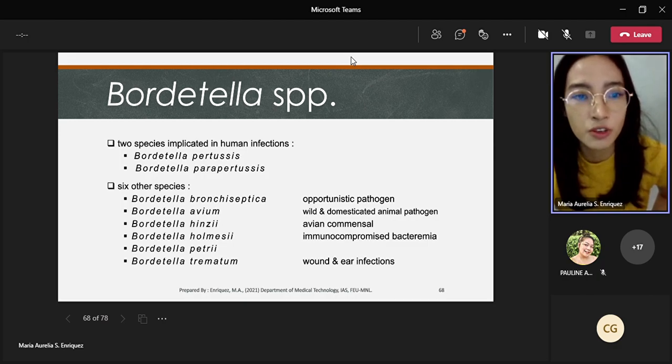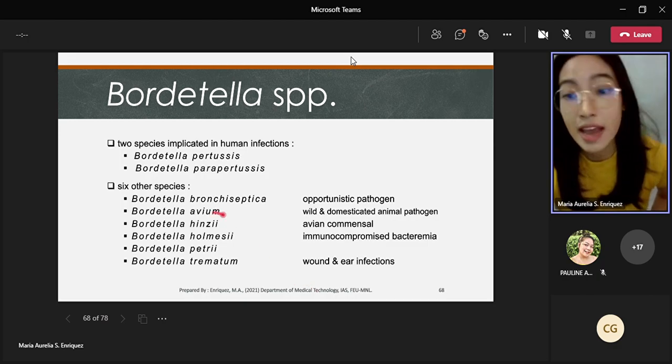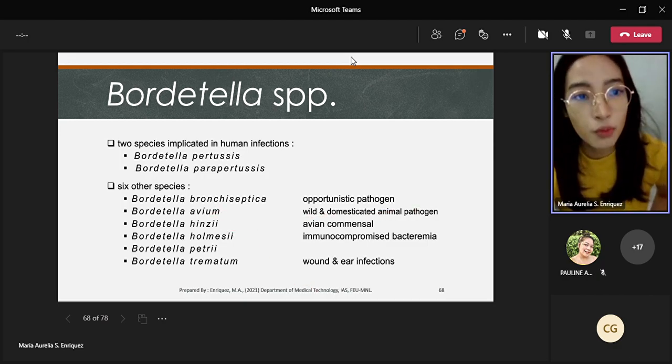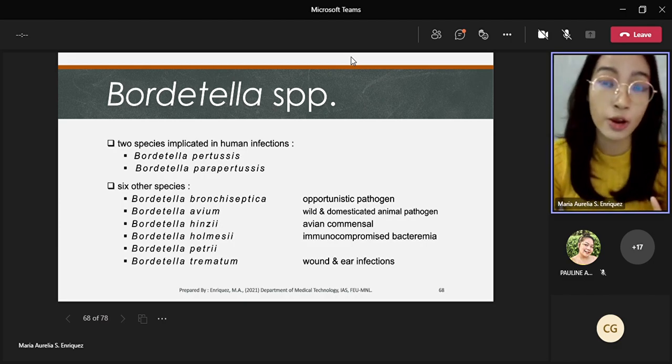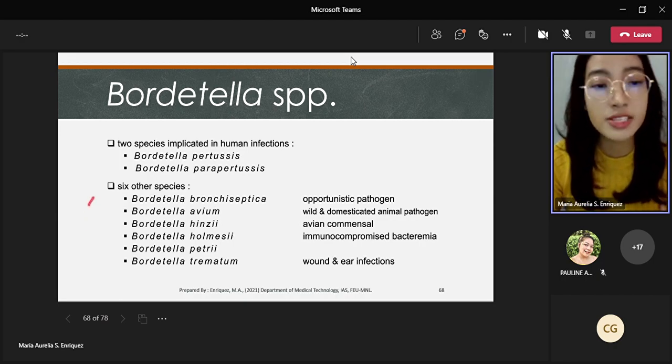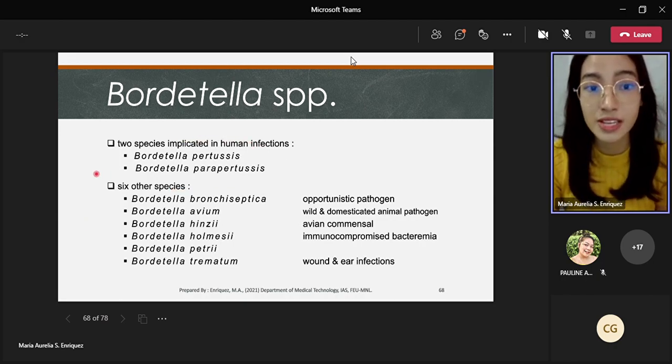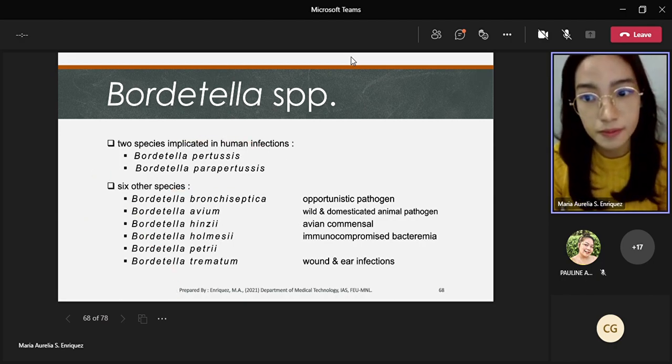So most likely ma-observe po natin itong dalawang to in animal infections, while Bordetella trematum have been isolated in cases of wound and ear infections. So for this discussion, focus po tayo dito sa pertussis and parapertussis.